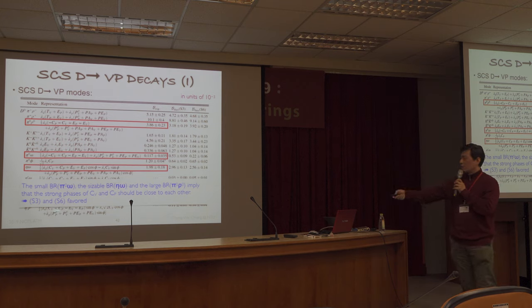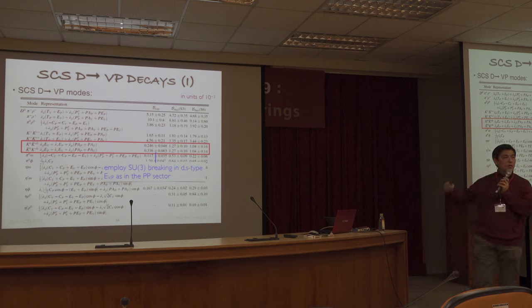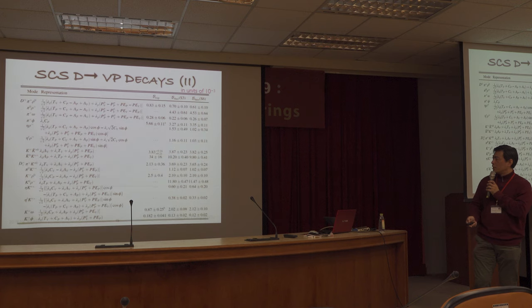And that's why eventually we only kept the third and the sixth solution in our predictions. But you see that the prediction for the K0 K0 mode is no good. And so here, similar to the PP sector, we need to invoke the SU(3) breaking between the two types of exchange diagrams.